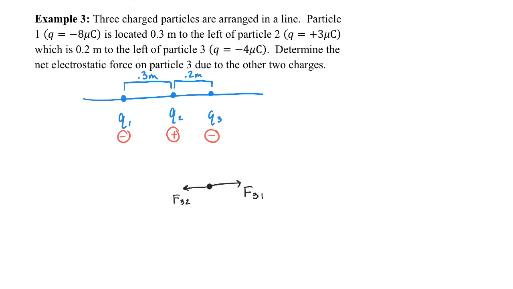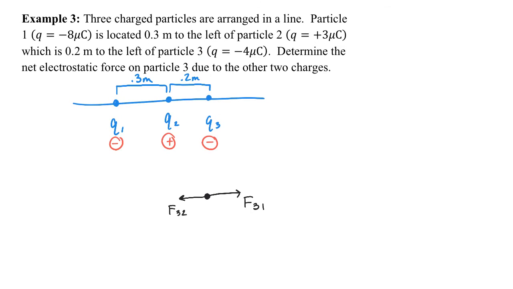So you're going to calculate F32 and F31 separately? Yes, very good. I have to calculate F32 and F31 as two separate things. F31 is the force between particles 3 and 1, and F32 is the force between particles 3 and 2. And then we're going to see which is larger. Whichever is larger, it goes in that direction. So let's go ahead and write these down.